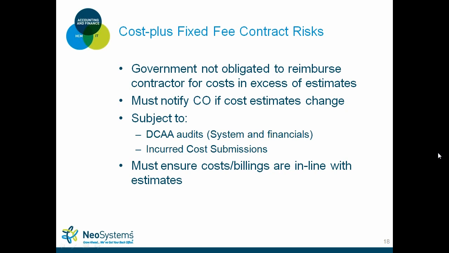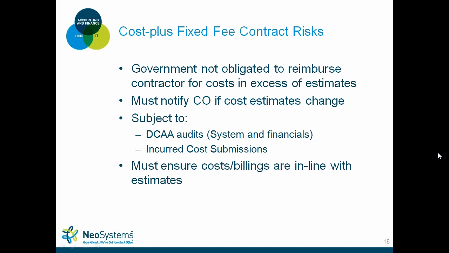You have to notify your contracting officer if your cost estimates change. If you've had some unforeseen cost, a large expense hit your company, you can usually go back to the contracting officer and say, hey, we didn't forecast this. This is what it does to our rates. Can we adjust? Most of the time, the contracting officer will oblige.